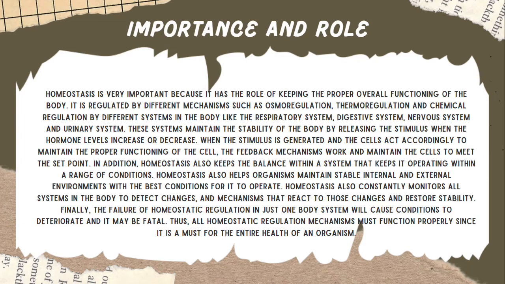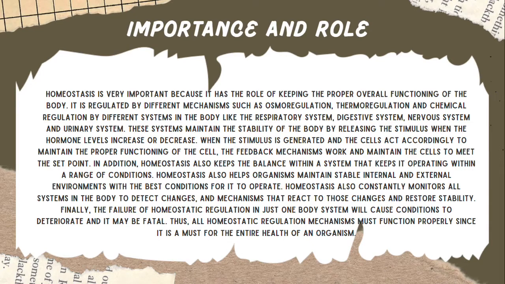This system maintains the stability of the body by releasing the stimulus when the hormone levels increase or decrease. When the stimulus is generated, the cells act accordingly to maintain the proper functioning of the cell. The feedback mechanisms work to maintain the cells to meet the set point. In addition, homeostasis also keeps the balance within a system that keeps it operating within a range of conditions. Homeostasis also helps organisms maintain a stable internal and external environment with the best conditions for them to operate.